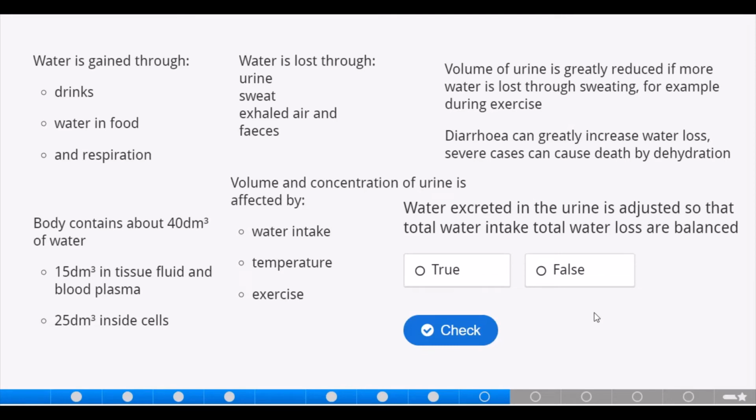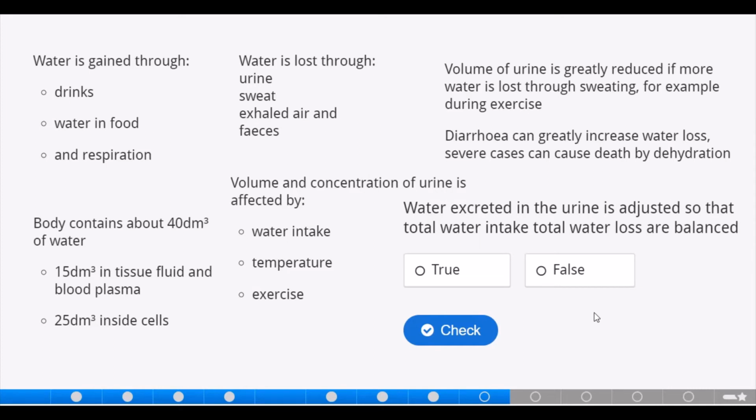Water is gained through drinks, water in food, and respiration, while it is lost through urine, sweat, exhaled air, and feces. The body contains about 40 dm cube of water, 15 dm cube in tissue fluid and blood plasma, and 25 dm cube inside cells.